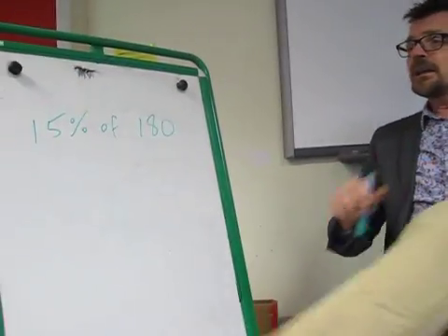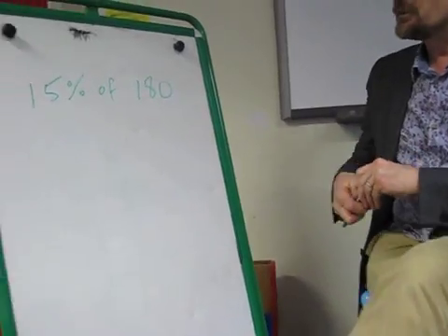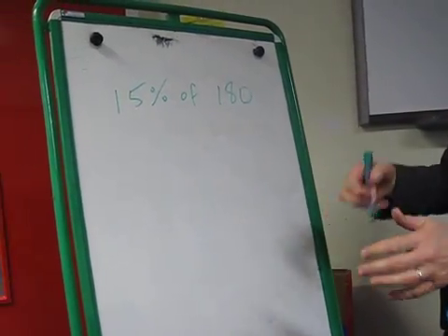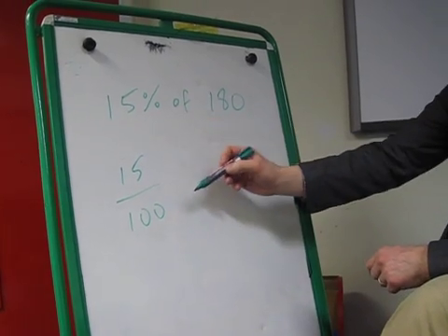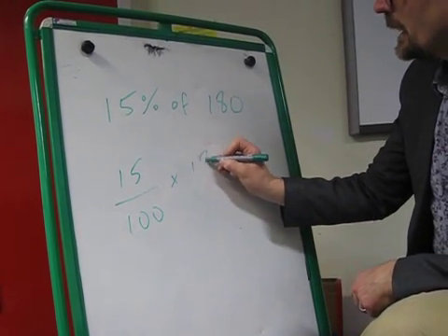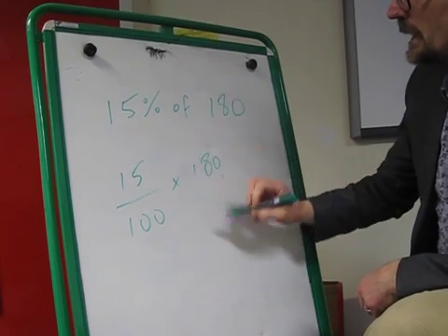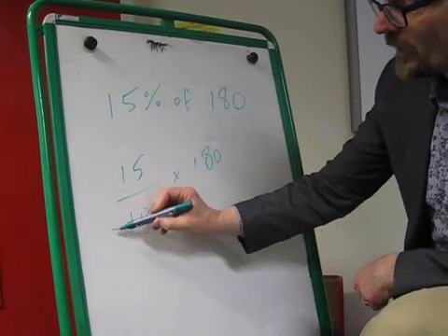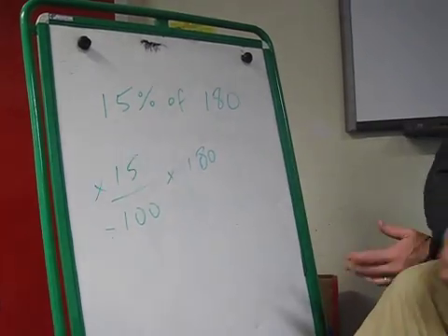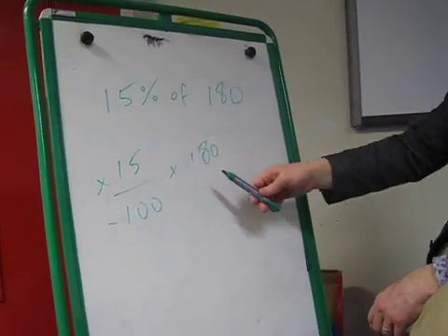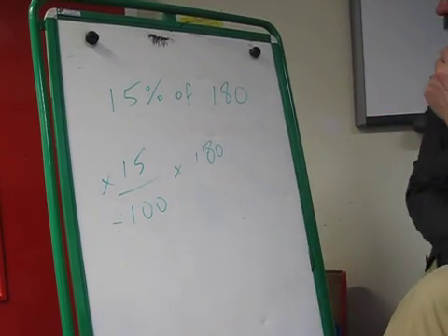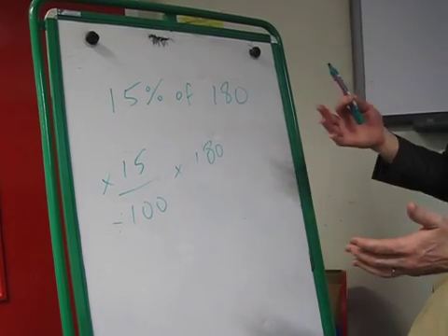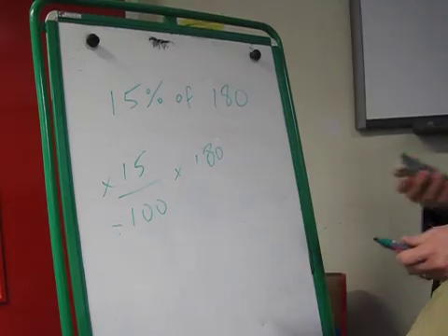Now, the long way of doing it is to imagine that 15% is a fraction. The easy way to turn a percentage into a fraction is to put it over 100. So you need to find 15 hundredths of 180. You divide by the denominator and multiply by the numerator. You could divide 180 by 100, which is 1.8, then multiply 1.8 by 15. If you've got a calculator it's quite easy, or if you want to do those calculations that's fine.